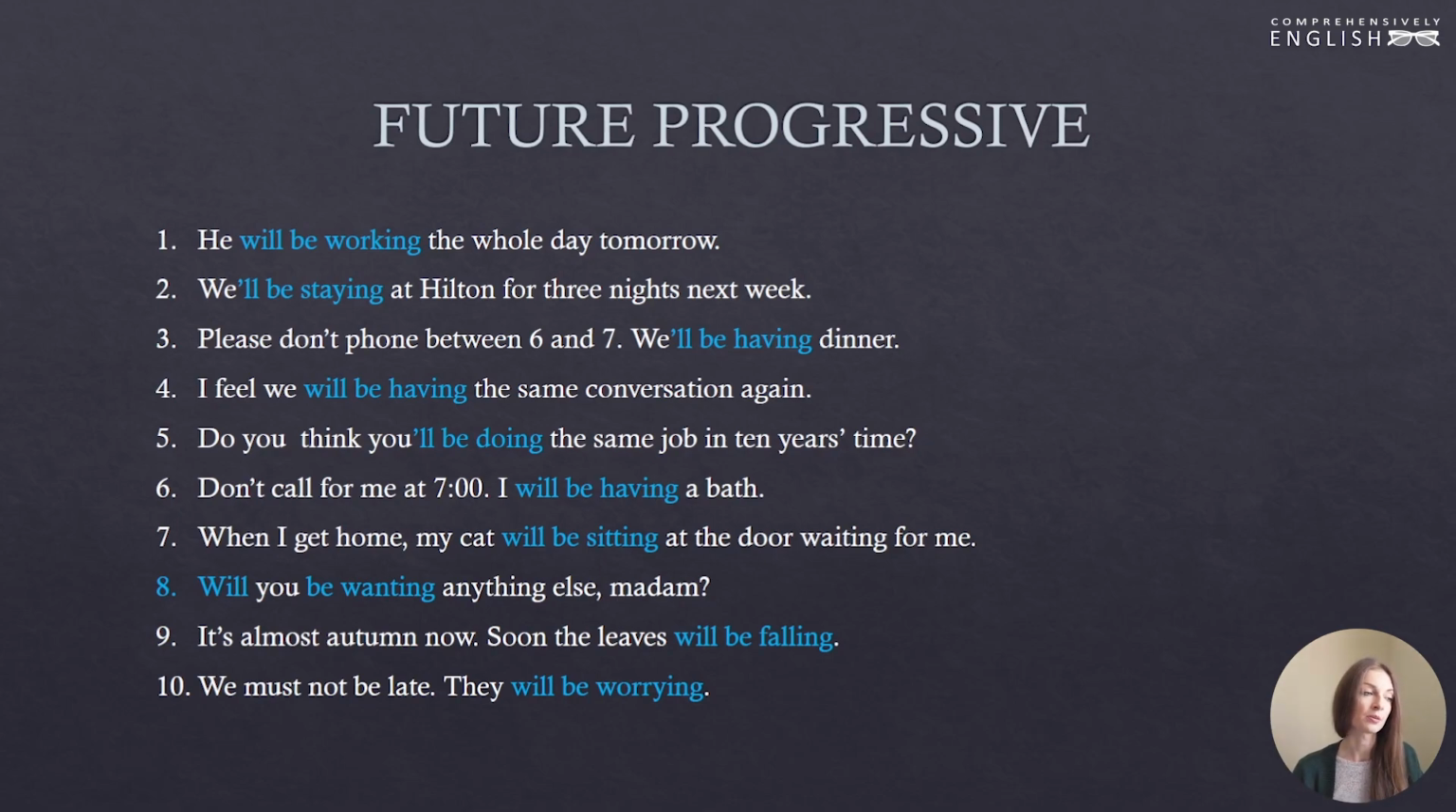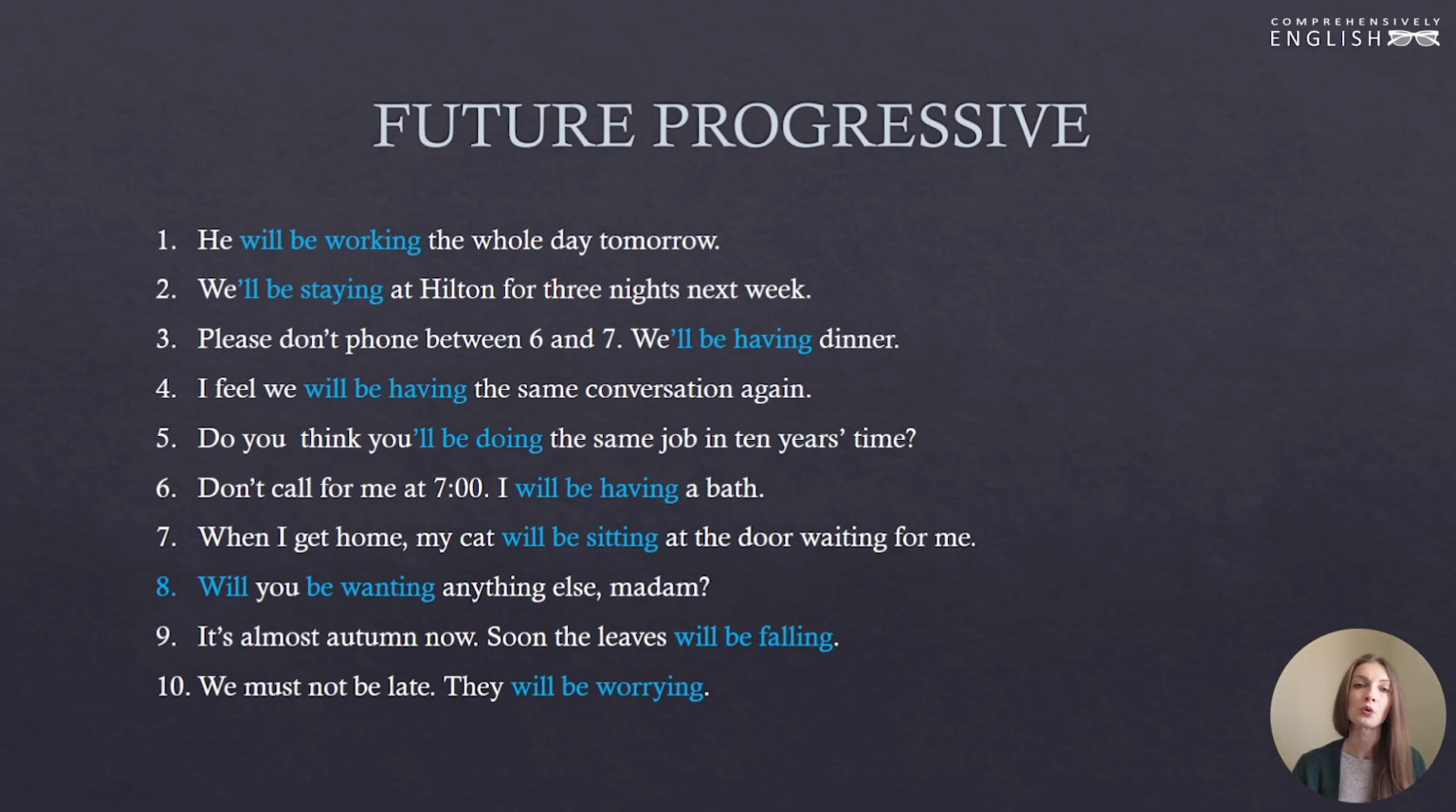It's almost autumn now. Soon the leaves will be falling. The leaves will be falling is a process in the future. We must not be late, they will be worrying the same. So you see, in many of these sentences, we don't have a specific time mentioned, like at 6 o'clock tomorrow or from 6 till 7. We might be speaking about a process in general, something that will be continuing in the future.